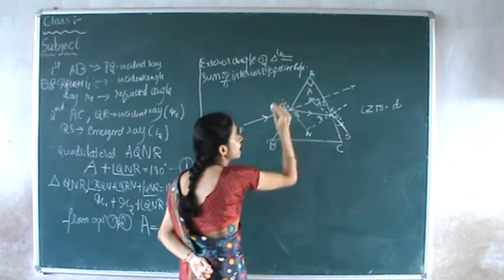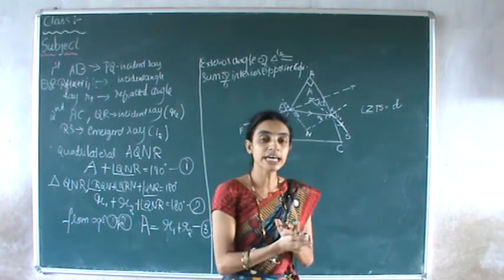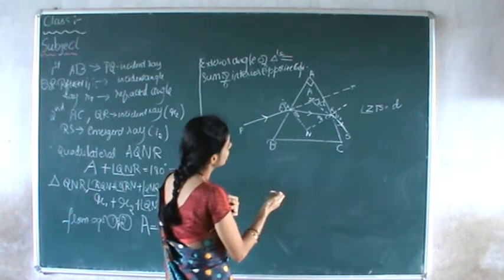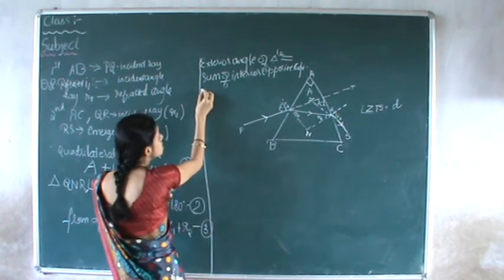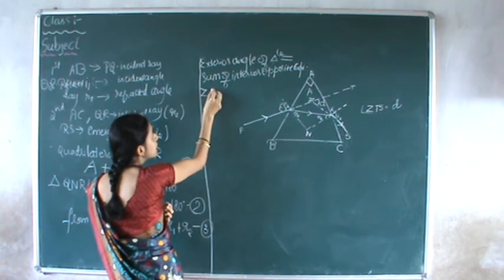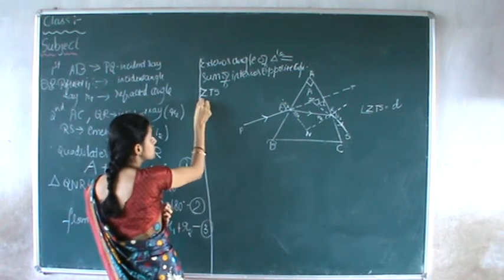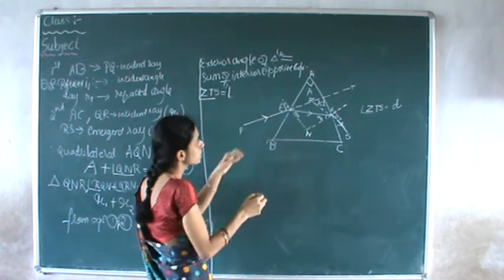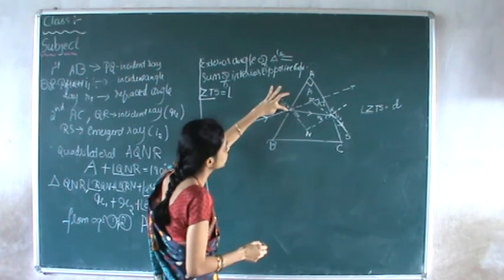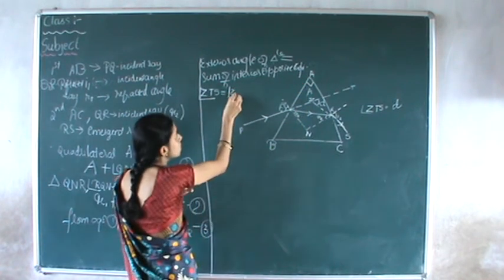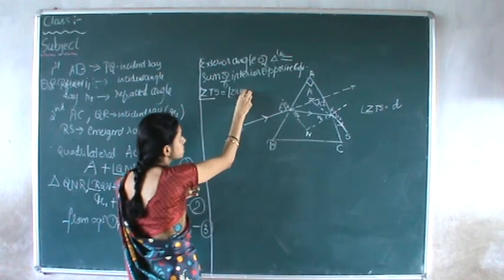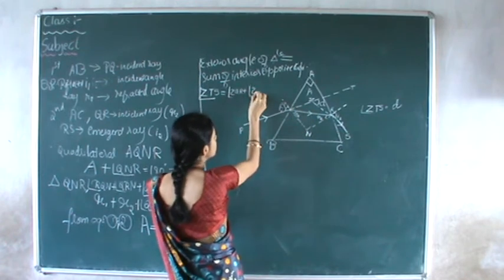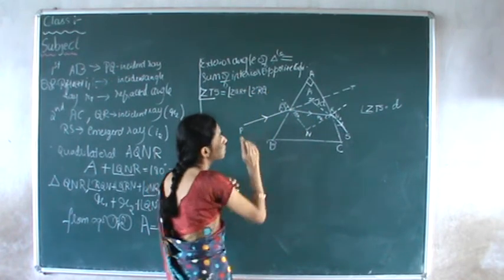Exterior angle of a triangle is equal to what? Sum of the interior opposite angles. Exterior angle means angle ZTS will be equal to angle ZQR plus angle ZRQ.